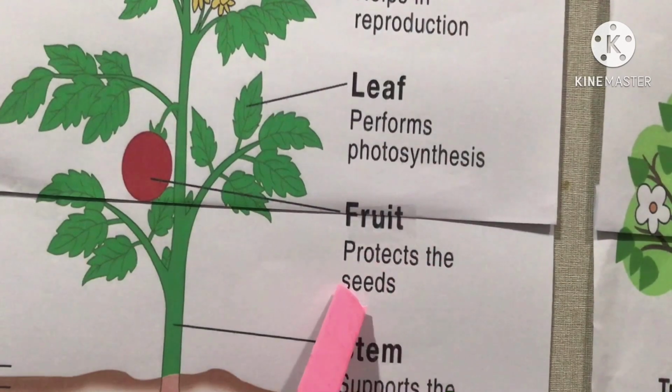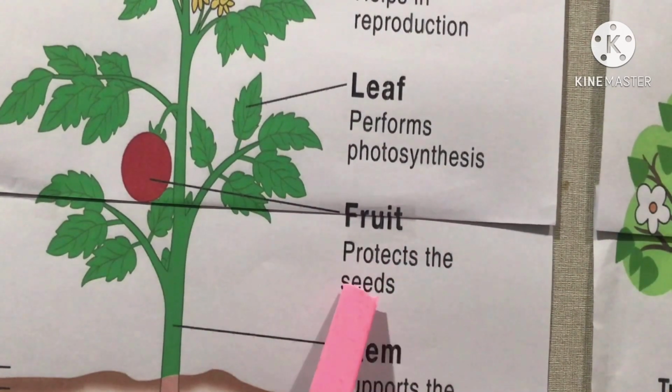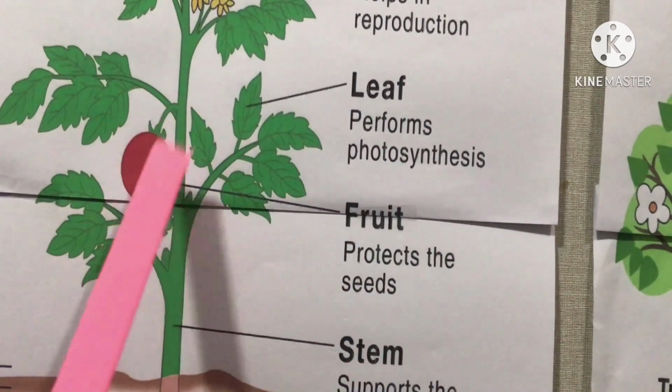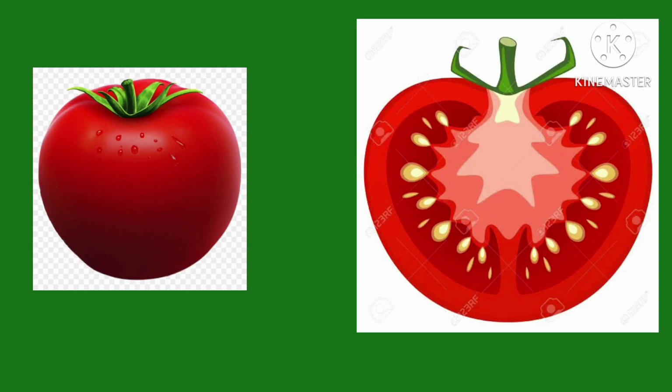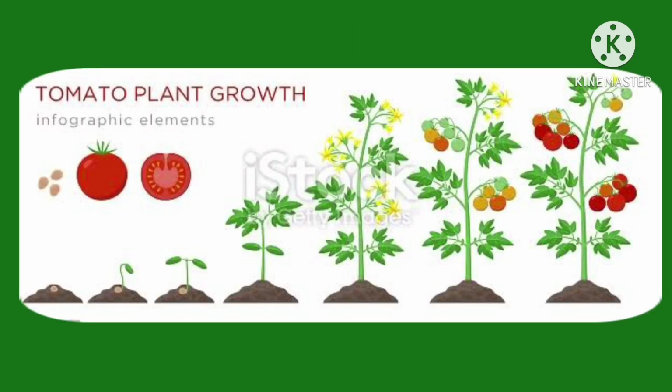Where can we see the seeds? It says here, protect the seeds. And this is a fruit. Where can we see the seeds? So we have here the tomato, and inside it there are seeds. So we can replant that to make it into another tomato plant.